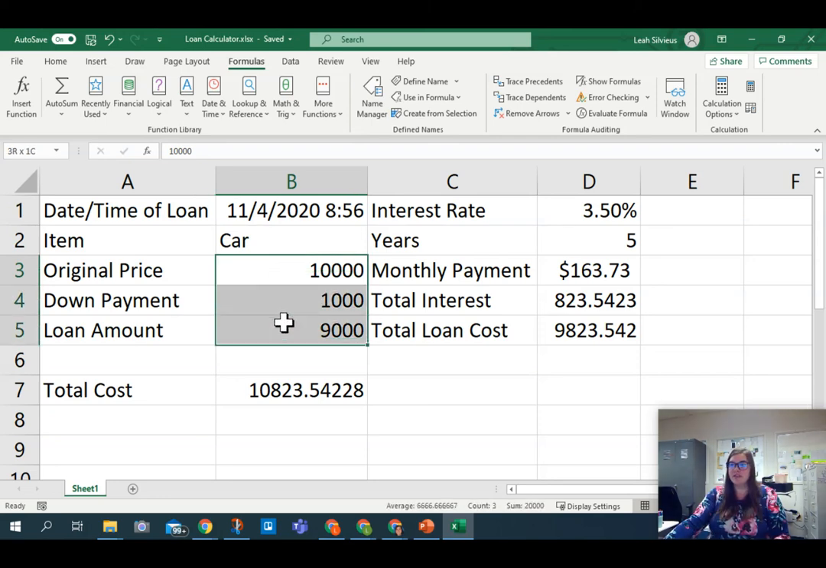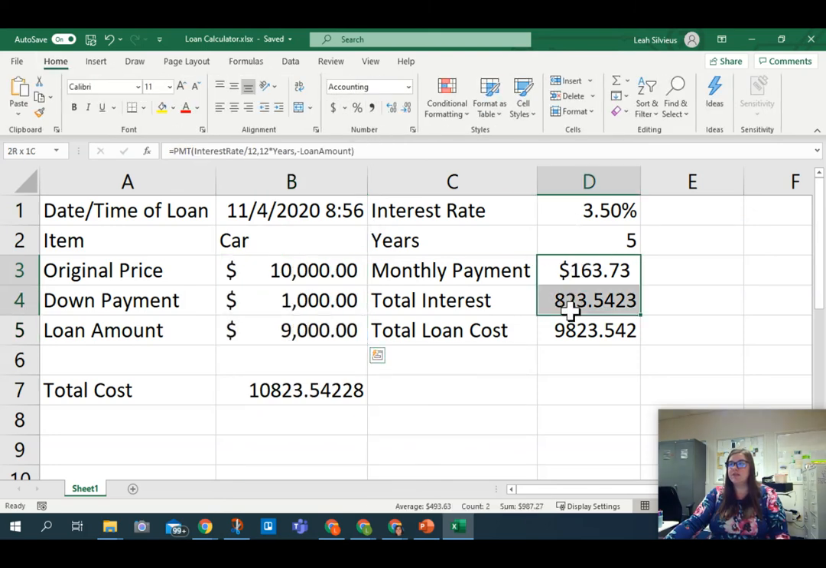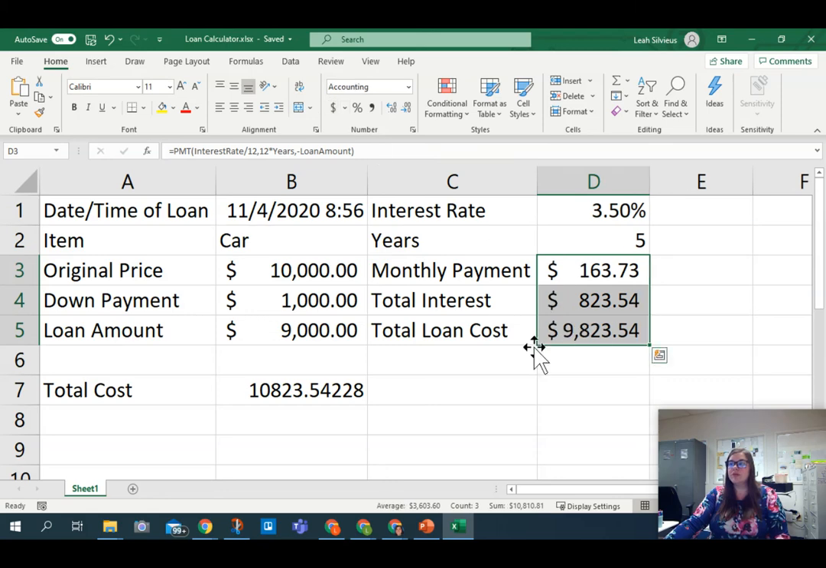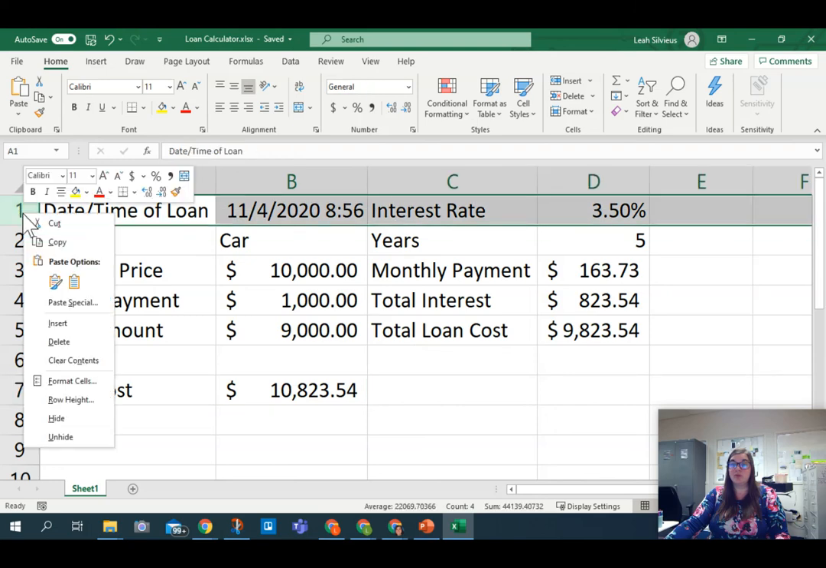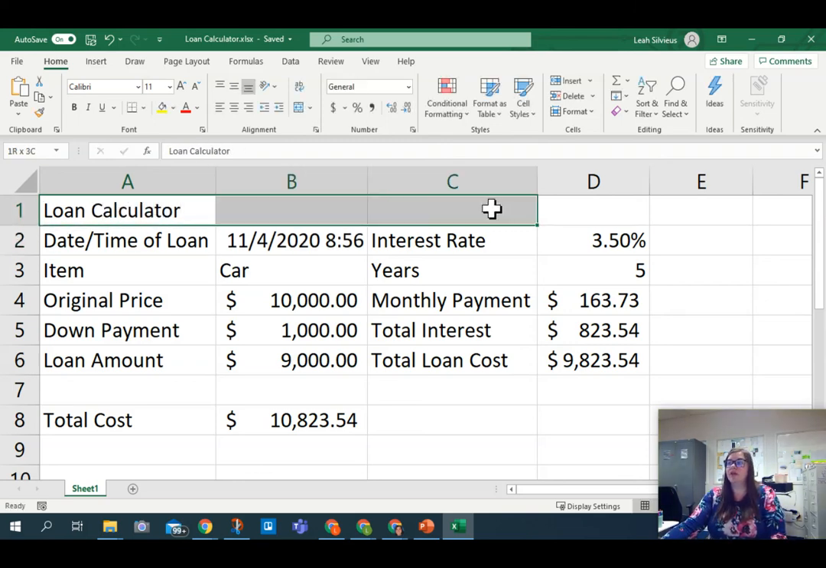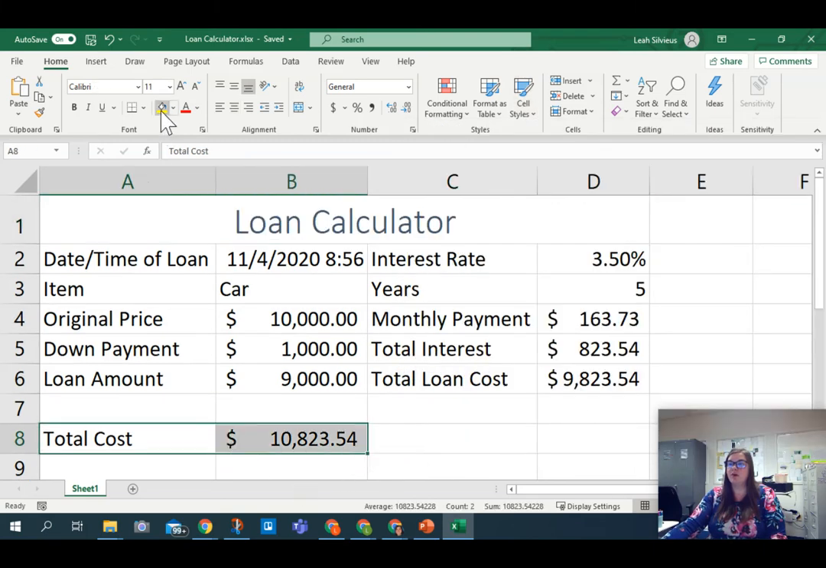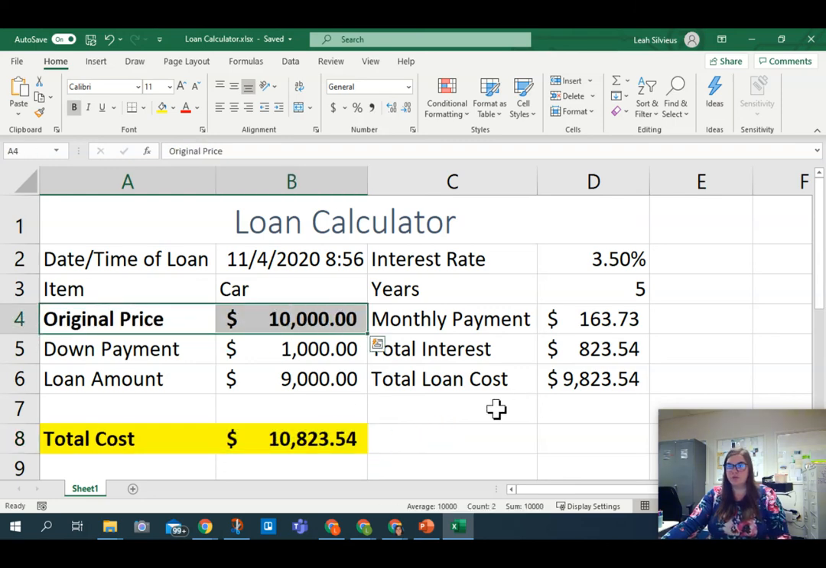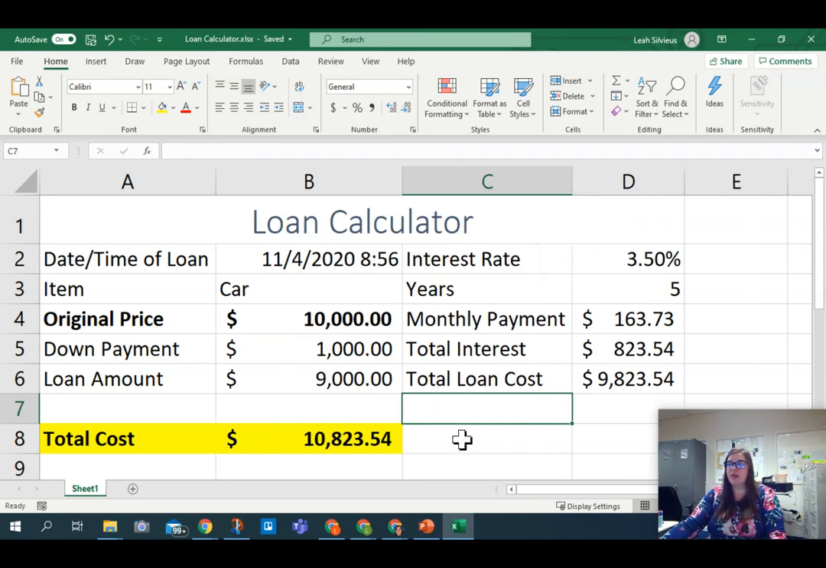Okay, some quick stuff. I'm going to format this as money. So I'm going to go to the Home tab and use the dollar sign to format that as money. Same thing here for monthly payment through total loan cost and my total cost here. I'm also going to add in a title real quick. So I'm going to insert a row up at the top and put loan calculator across and give it a title. And I'm going to highlight this total cost to make it stand out so I know what it is. And then I can also highlight my original price so that way I know what it originally cost me. Give a little bit of space and we're looking good.